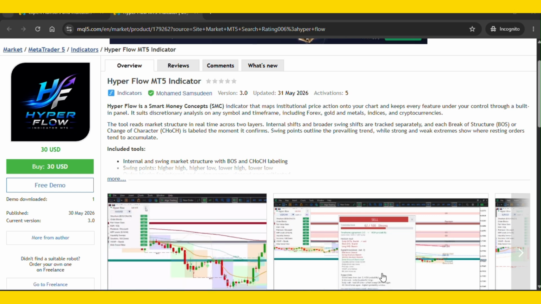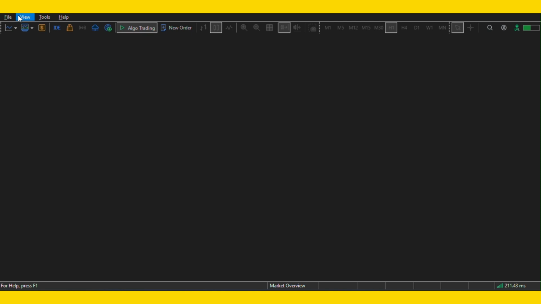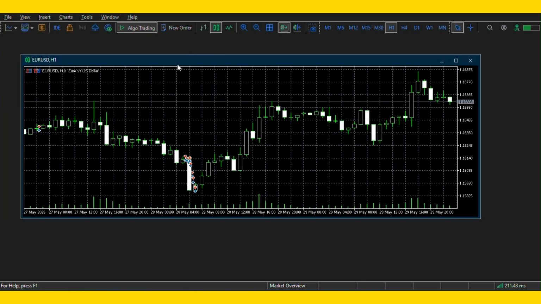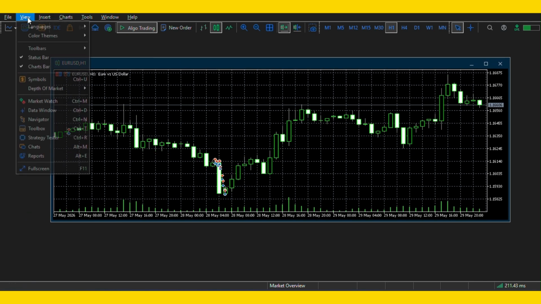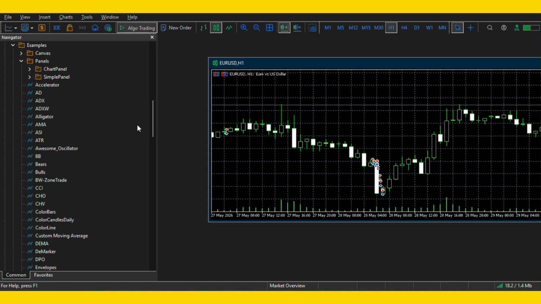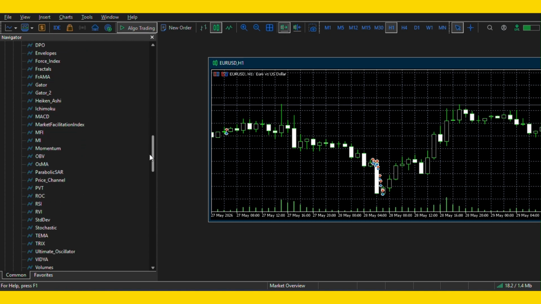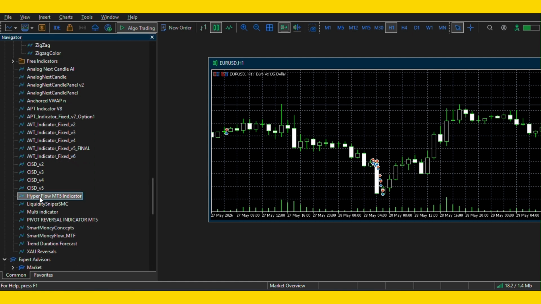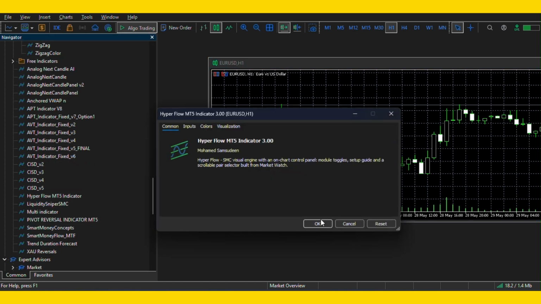This is the Hyperflow indicator running directly inside MetaTrader 5. The download link is available on the MQL5 website. Now let's add the indicator to the chart and see how it works. Instead of relying on a single indicator, the system combines multiple technical factors and converts them into an easy-to-understand probability score.